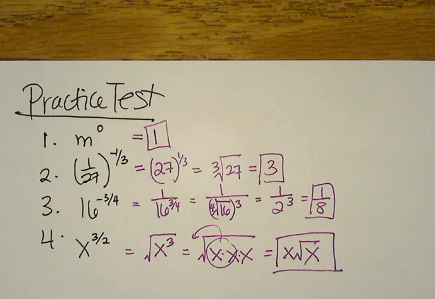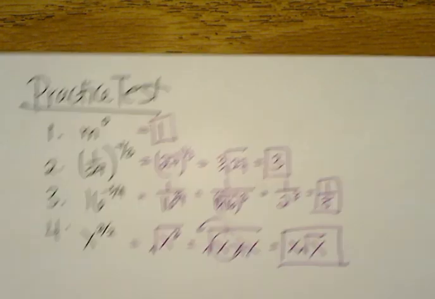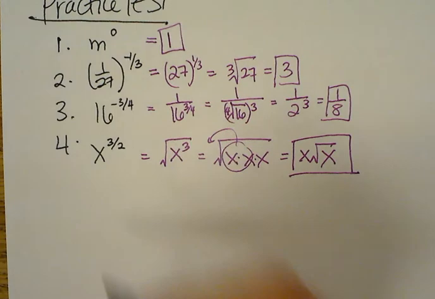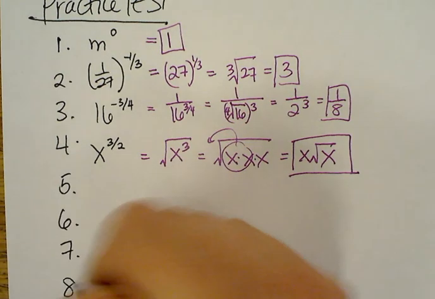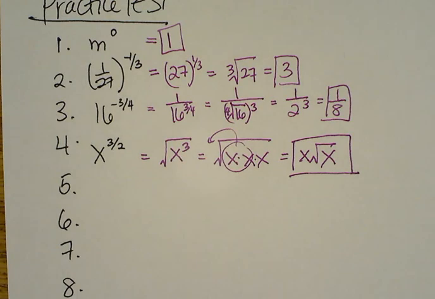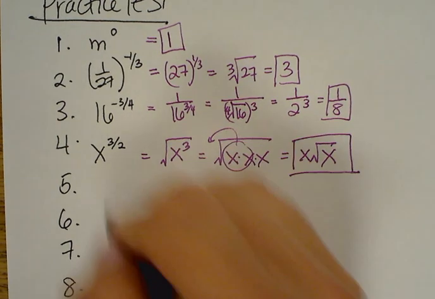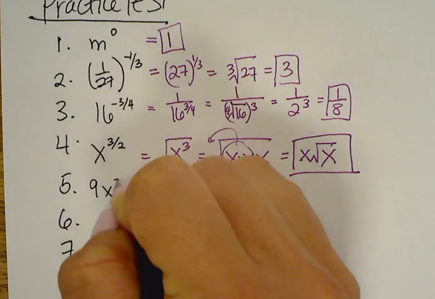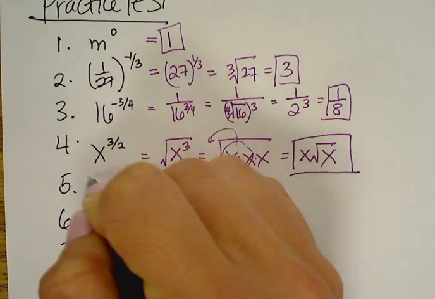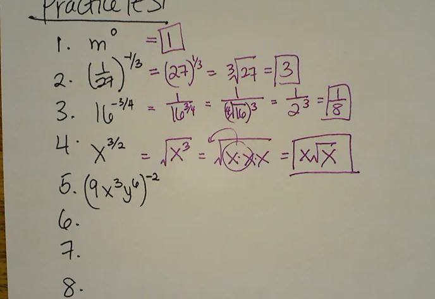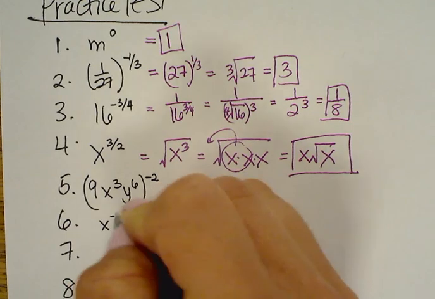Okay, you guys, I want you to record how many you got right out of those 4. Now I'm going to give you 4 more. Can you do 9 times x cubed times y to the 6, all to the negative 2 power? Can you do x to the negative 3 times x to the positive 3 plus y to the 4 times y to the negative 4?